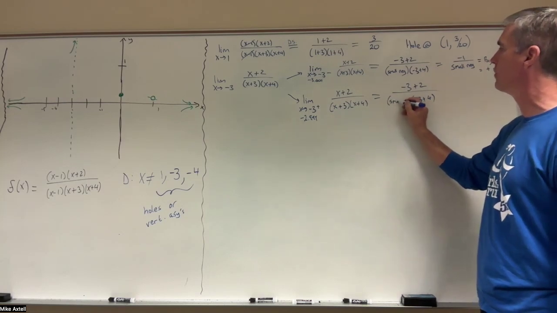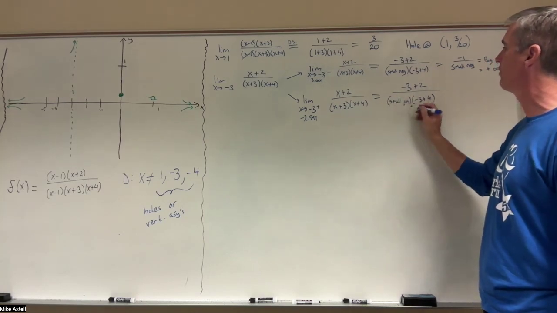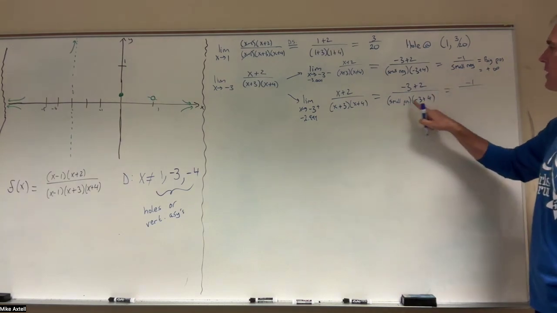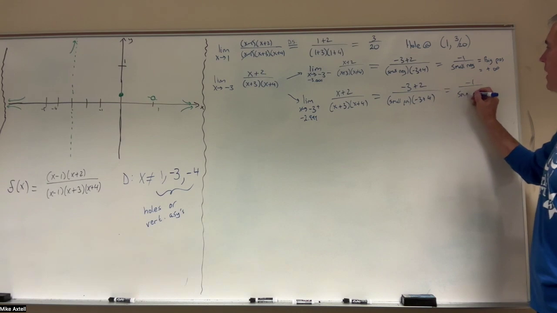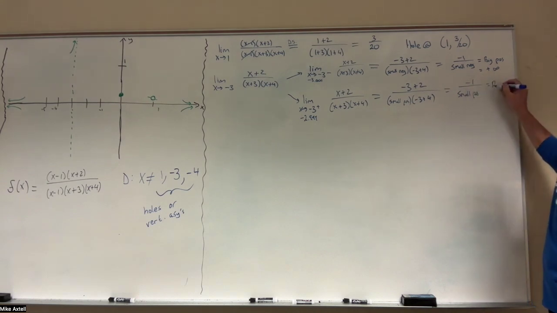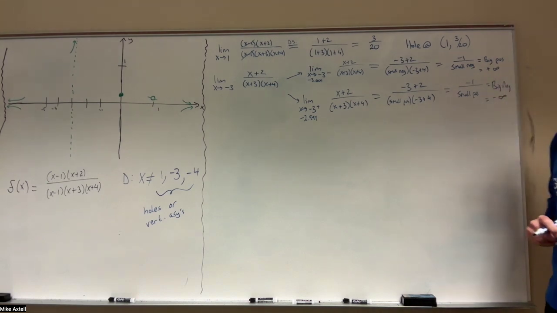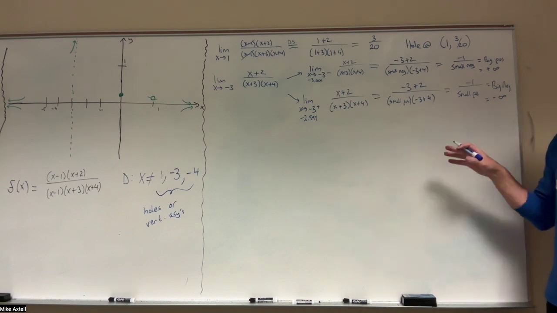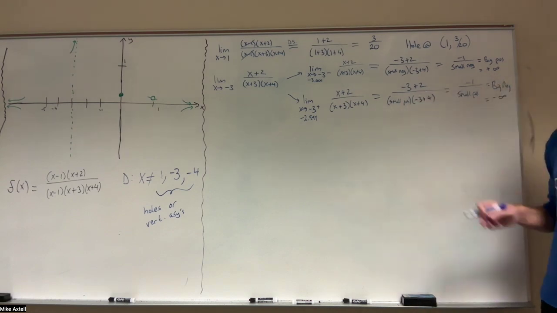All right, so I get a -1 on top. Small positive times +1 is still small positive. -1 over small positive is big negative. So I think I get negative infinity coming out there. If I'm getting too far ahead, just stop, write it down, rewind it, and let me talk you through it.